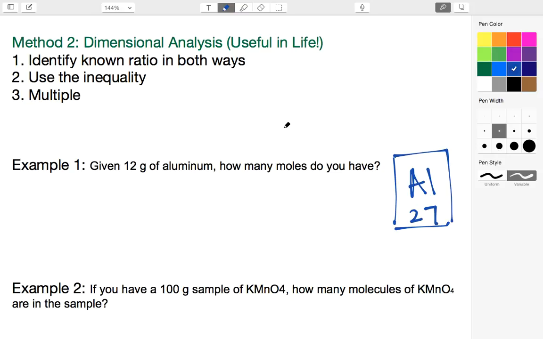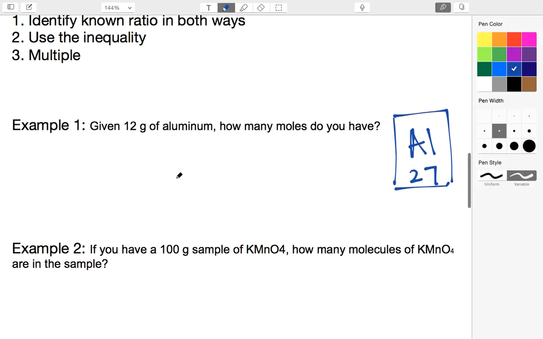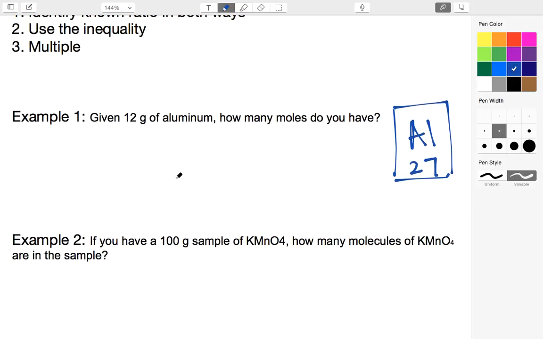Right? So let's talk about how this would work. It's basically 3 simple steps: identifying the known ratio both ways, use the inequality, and then multiply. I'm using the same examples as method 1 just so you get an idea and it's not as confusing. So example 1 says, given 12 grams of aluminum, how many moles do you have?